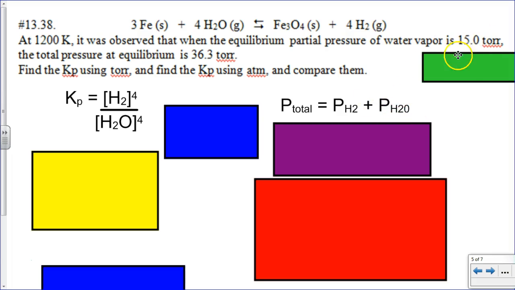Now, we only have two gases. We're given one of the gases. So we can use the total pressure they gave us and the pressure of that water vapor, and we can solve for the pressure of the hydrogen gas fairly simply. So why don't you go ahead and do that right now. You can pause the video.